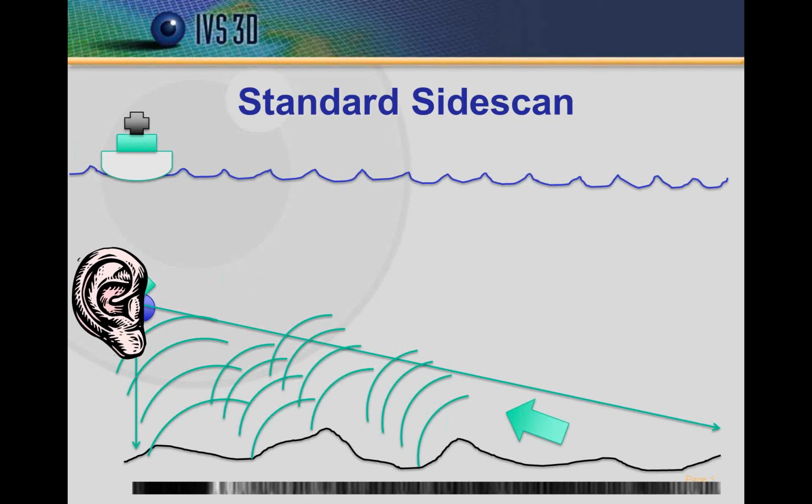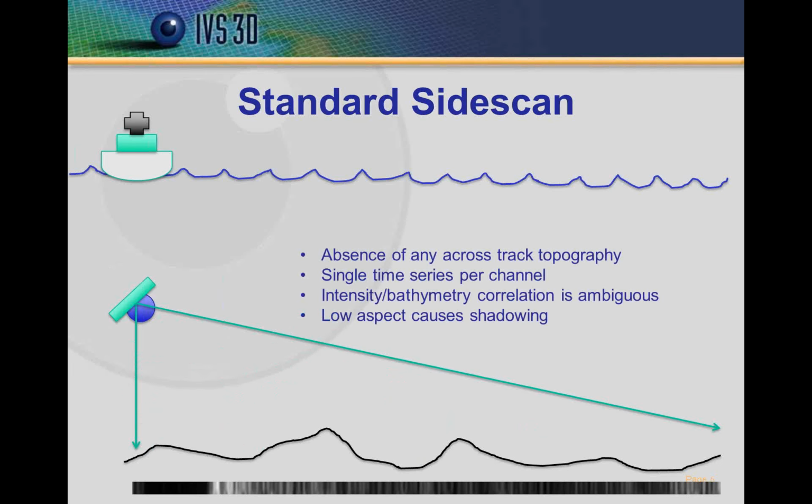Now, this graphical representation is for a single channel. Side scans, typically you get a port and starboard view. Now, the issues with standard side scan is that you really have an absence of any across-track topography, so you don't really know what the shape of the seabed is. You have a single time series, so it's just a continual time series of the backscatter data, so you have to figure out how that imagery maps to the seafloor.